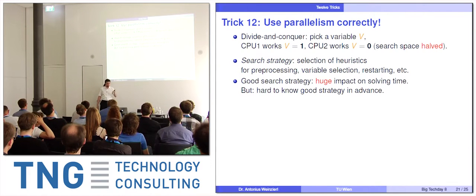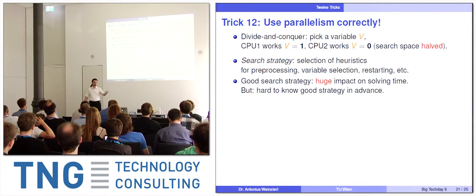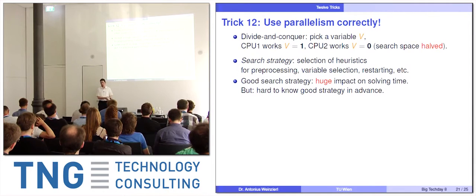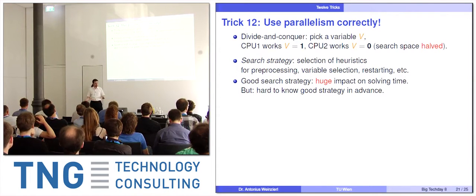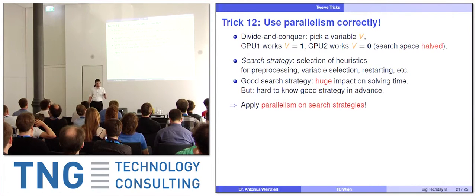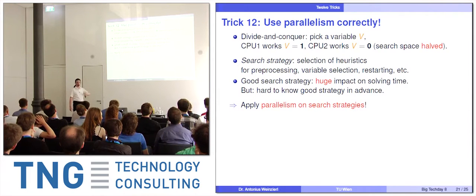This is the problem. If you pick a good search strategy, then many problems are solvable. If you pick a bad search strategy, so if you pick the wrong heuristics to use, then you will not find an answer. So since it is hard to know a good strategy, we apply the parallelism not on the problem itself, but on the search strategies.